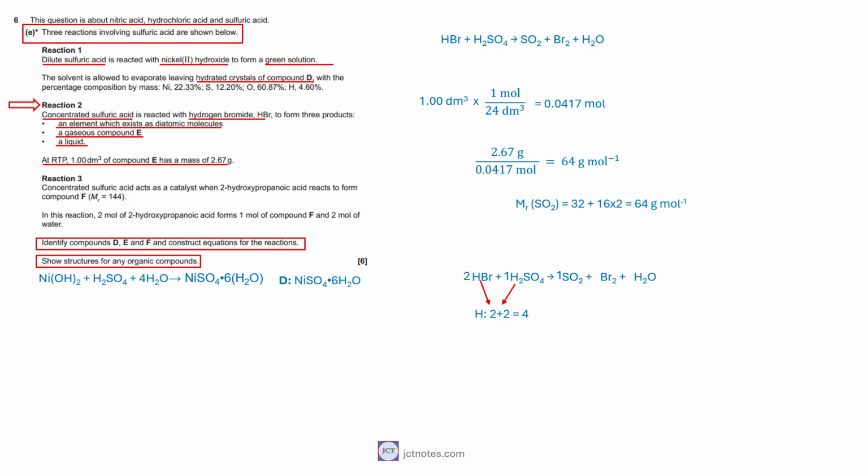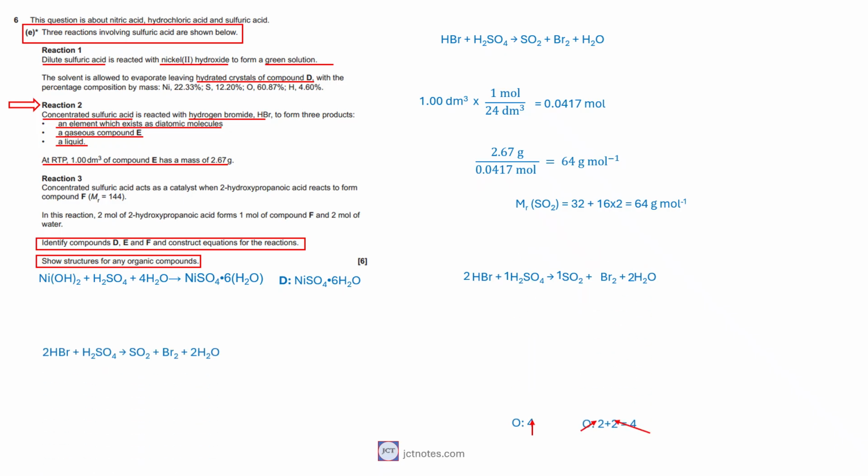On the left, there are 2 hydrogen atoms from the 2 hydrogen bromide molecules and 2 more from sulfuric acid, giving a total of 4 hydrogen atoms. On the right, hydrogen is present in water, so we add 2 water molecules. This accounts for all 4 hydrogen atoms. Finally, we check the oxygen atoms. On the left, sulfuric acid contains 4 oxygen atoms. On the right, sulfur dioxide contains 2 oxygen atoms, and the 2 water molecules contain 2 more oxygen atoms, giving a total of 4 oxygen atoms. Therefore, oxygen is balanced as well.